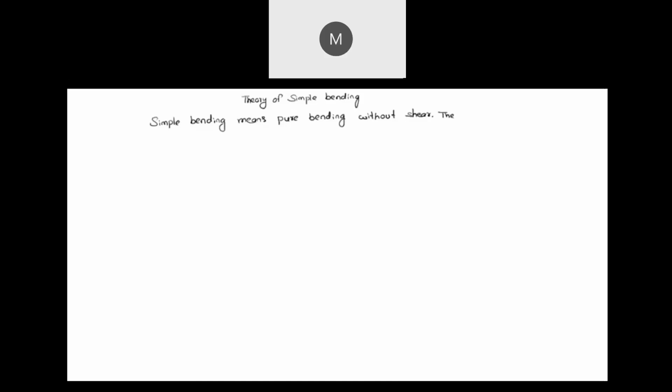The basic assumptions are the plane sections. The plane sections before bending remain plane after bending, and Hooke's law is valid. Hooke's law is valid. Now let us take a simply supported beam.